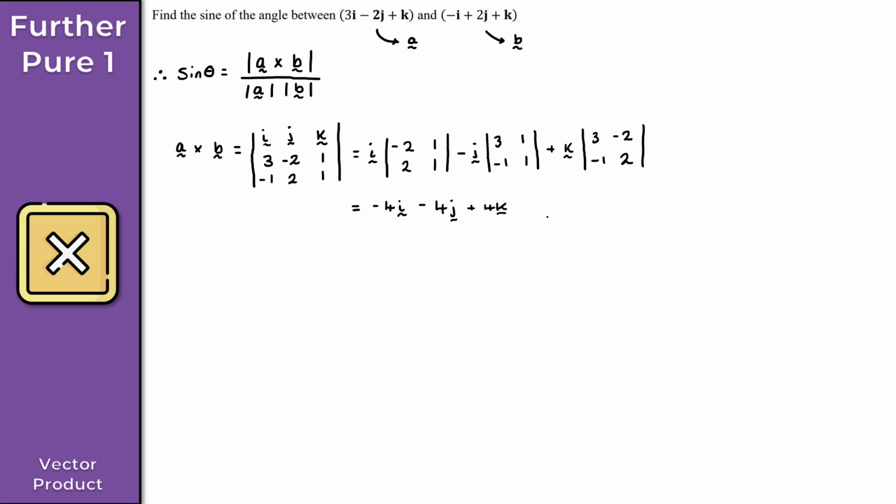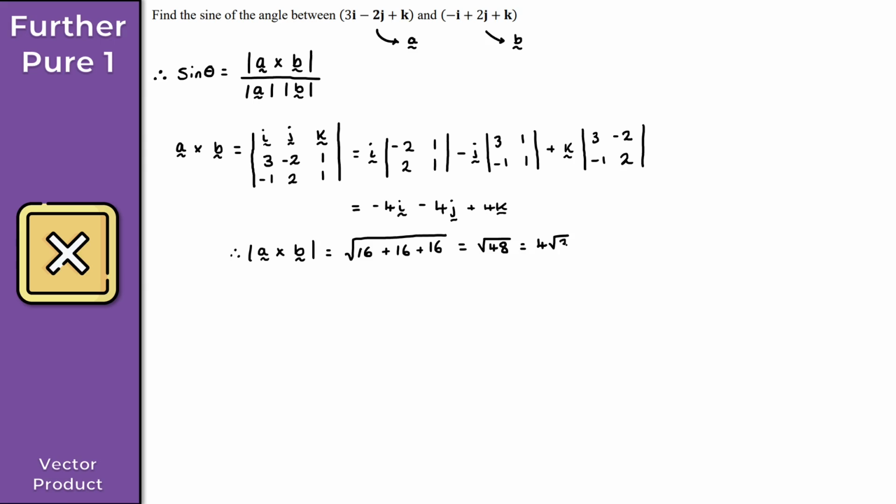Okay, so plus 4k there. And there we have it. So this is the vector A crossed with the vector B. But we actually want the magnitude of this cross product here. In that case then, the magnitude of the vector A crossed with the vector B will be the square root of minus 4 squared plus minus 4 squared plus 4 squared. So in other words, we just get 16 plus 16 plus 16, which gives us the square root of 48, which we can simplify to give us 4 root 3 here.